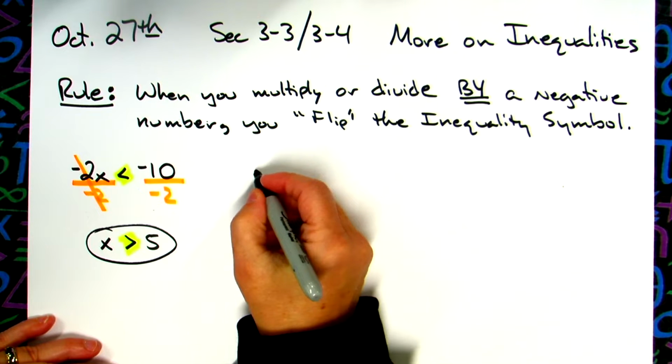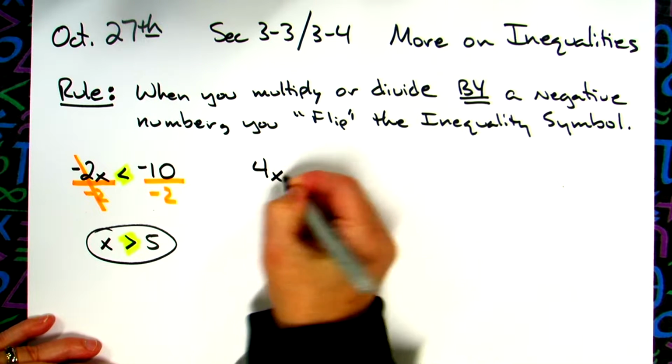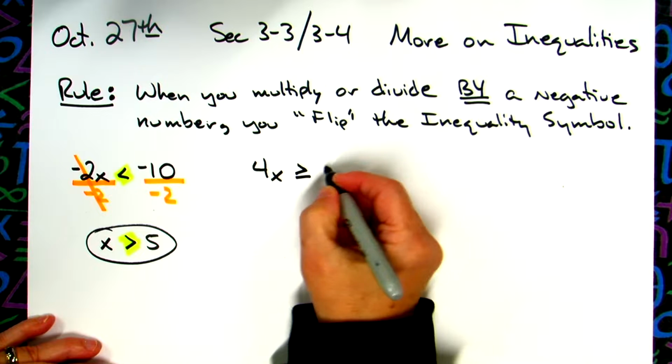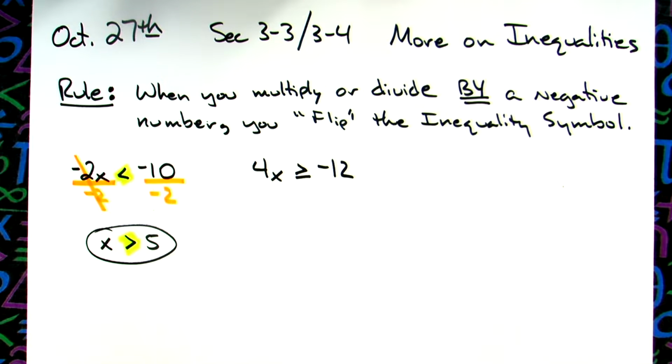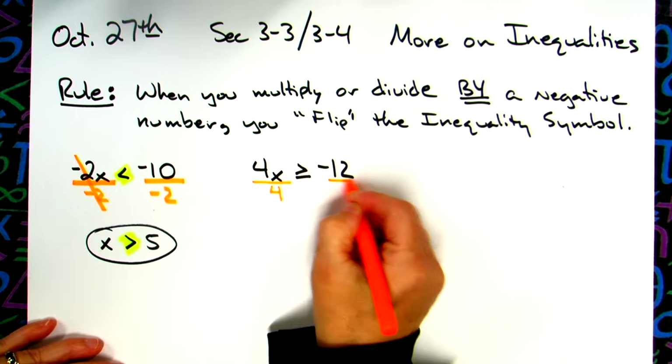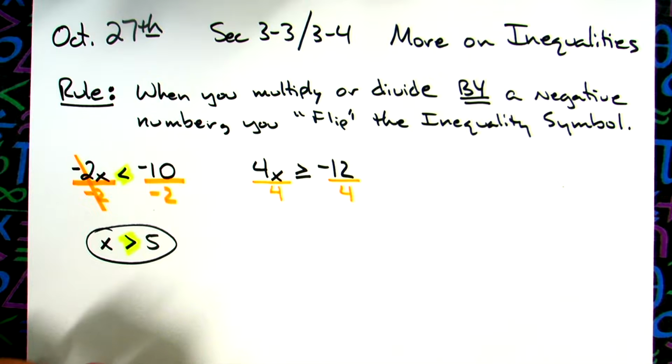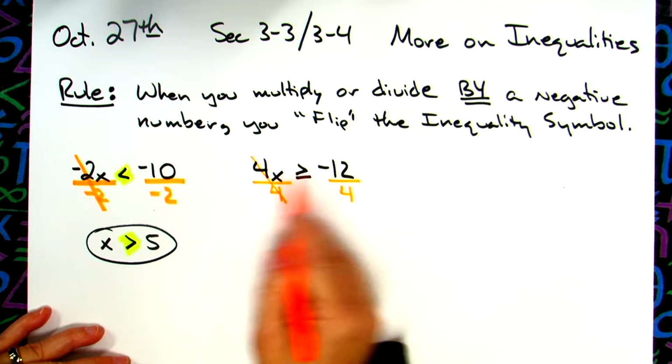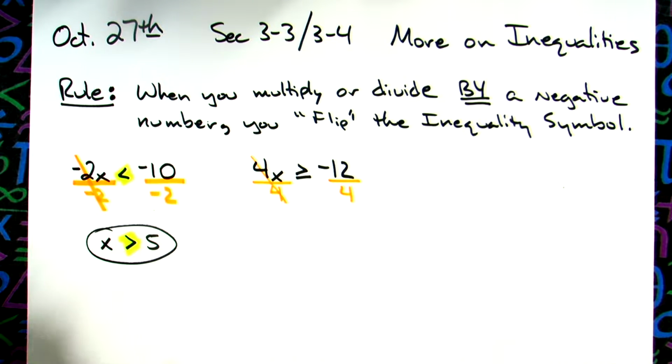Now let's suppose I had 4x is greater than or equal to negative 12. Am I going to flip that one? No, I'm not going to flip this one, because if I divide by 4, that's a positive number. The 4's would cross out here. There's no flip. So when I get done and answer this, we'll write no flip.